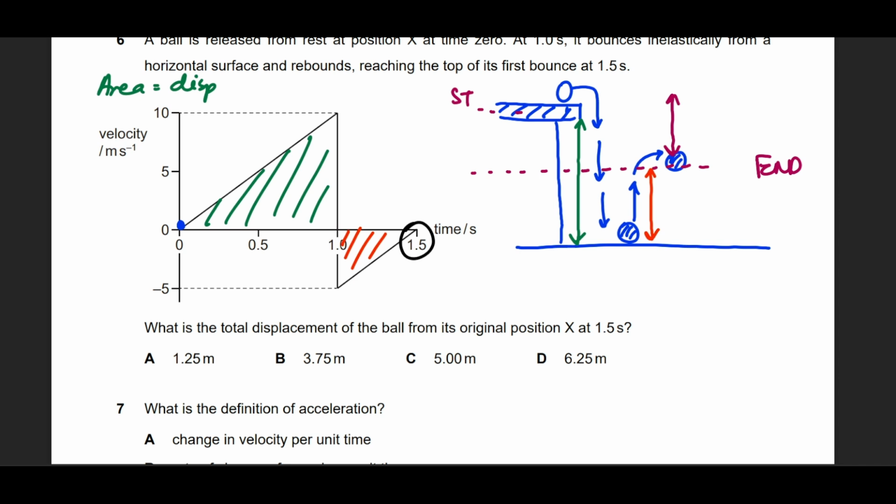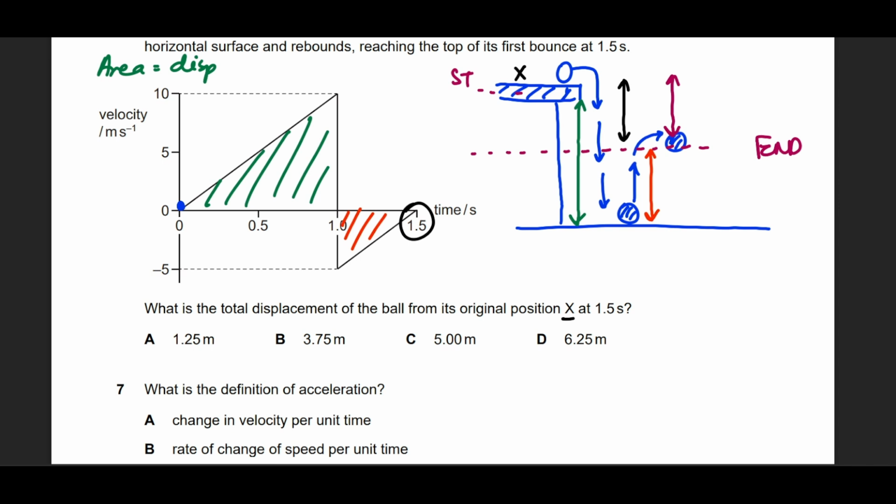So if I take the difference of both areas or displacements, I will find out this difference. I will find out this distance. This is what he's asking in the question, right? Position from x. Now this is my x. This is where it started from. So simply put, I'm just going to take the difference of both areas, right?